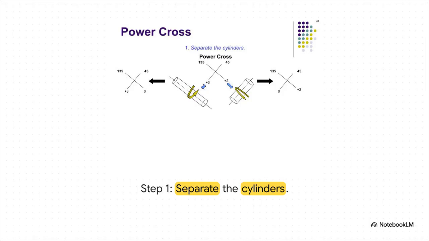Step 1 is purely anatomical. When you see a combined oblique power cross, like this one here with a +3 and +2 on the obliques, I want you to visually and mentally separate it back out into its 2 isolated cylinders. Just pull them apart in your mind's eye. Doing this stops you from accidentally mixing up the numbers right out of the gate.